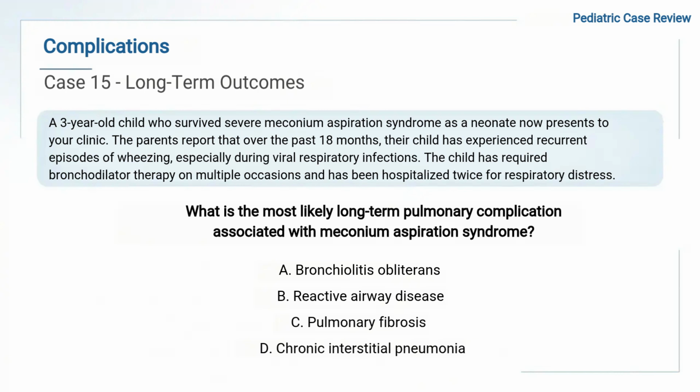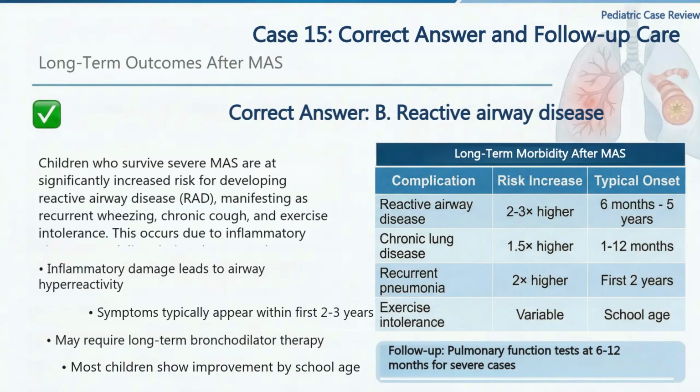Option A. Bronchiolitis obliterans. Option B. Reactive airway disease. Option C. Pulmonary fibrosis. Option D. Chronic interstitial pneumonia. The correct answer is Option B.